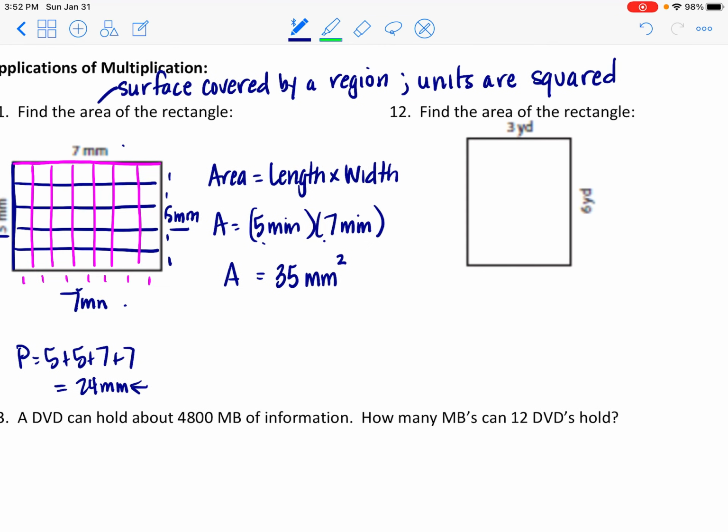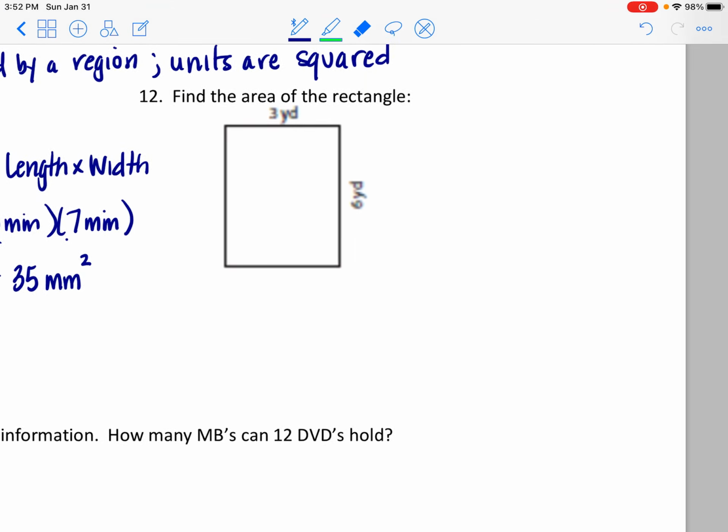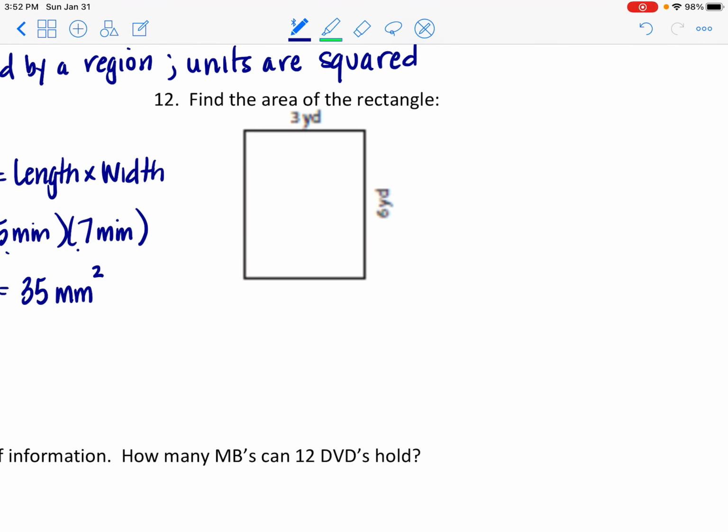Okay. And perimeter is just a little side note. All right, so for this guy, not so much explaining this time. If we wanted to find the area, again, it's going to be our length times our width. And it doesn't really matter which is which, because multiplication is commutative. So I could say this is the length and this is the width, or vice versa.